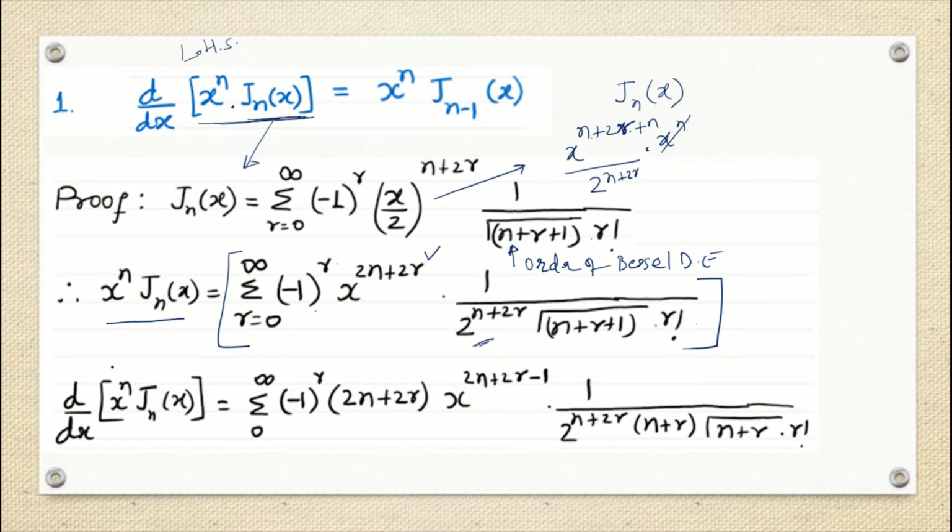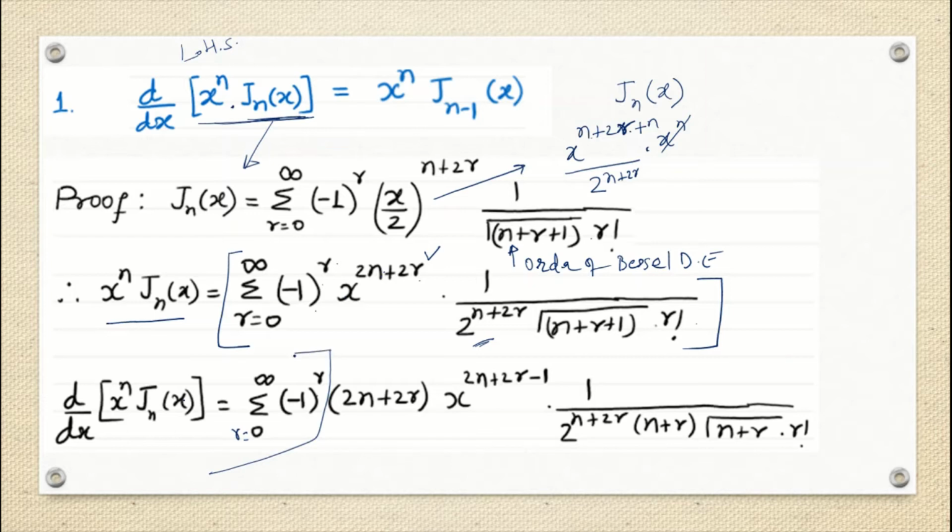With respect to x, the constants are r and n, correct? So the constants are r and n. Fine. So what will we be writing down? We will just copy this sigma, r equals 0 to infinity, minus 1 to the power r. This complete thing is constant.